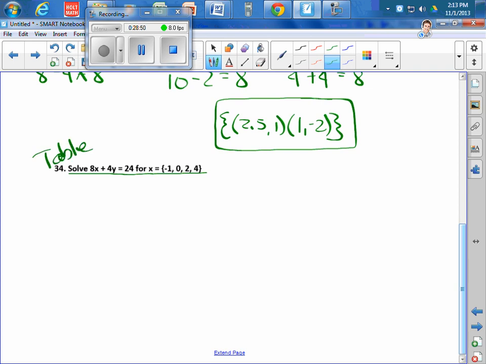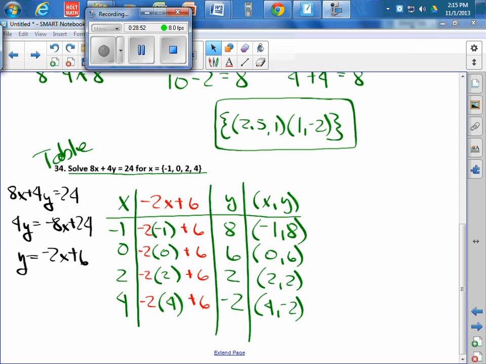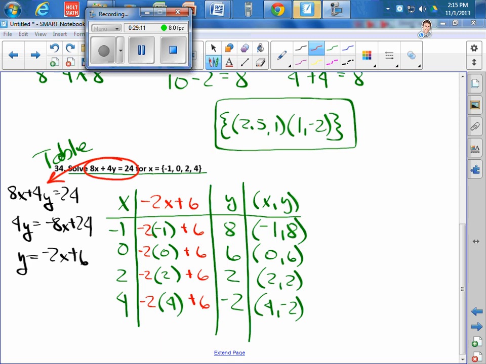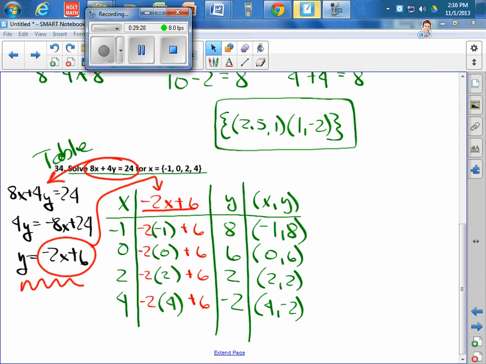So let's do that. And here's your table. When x is equal to negative 1, you get y is equal to 8. When x is equal to 0, y is equal to 6. When x is equal to 2, y is equal to 2. And when x is equal to 4, y is equal to negative 2. How did we come up with that? The first thing you need to do is take this equation and solve for y, because whatever y is equal to, that's what goes into this second column. It's negative 2x plus 6 that we put in here. Plug in all those x's, come up with your y's. There's your table. Good luck on your test. We'll see you next time.